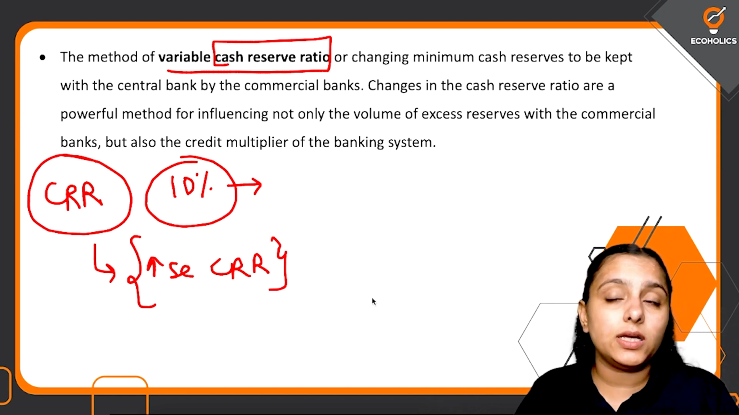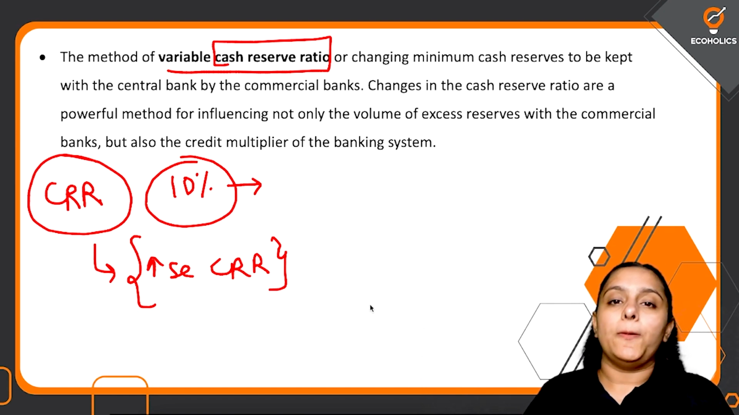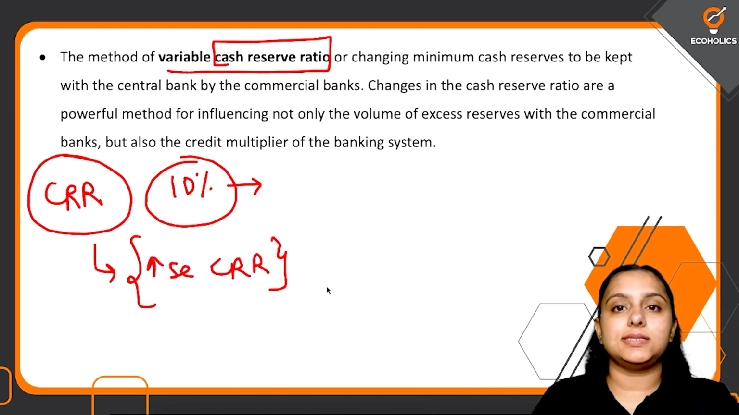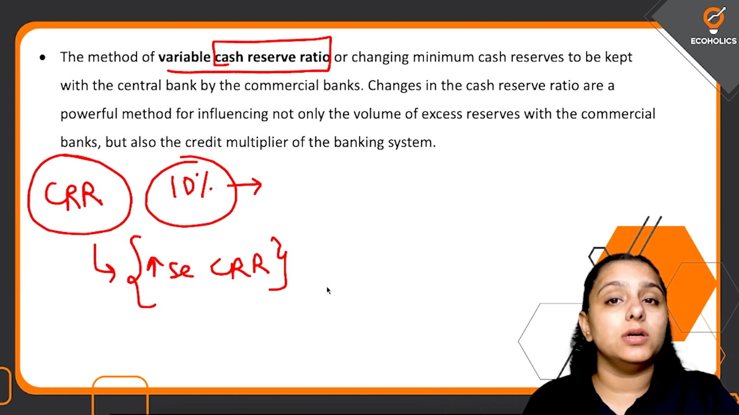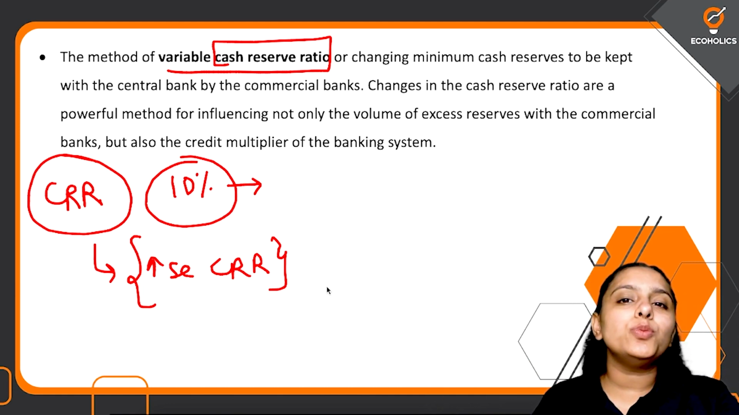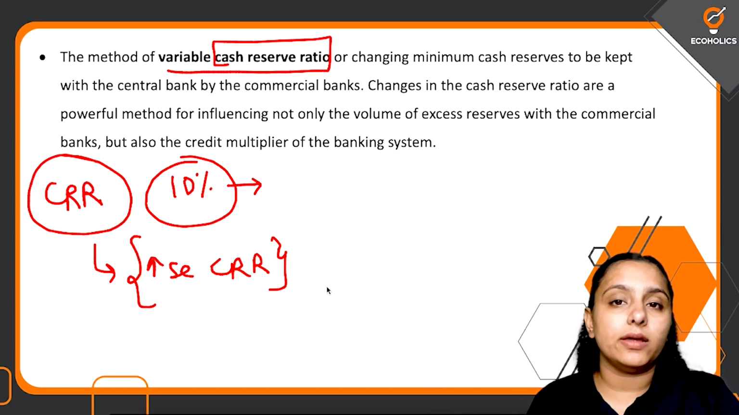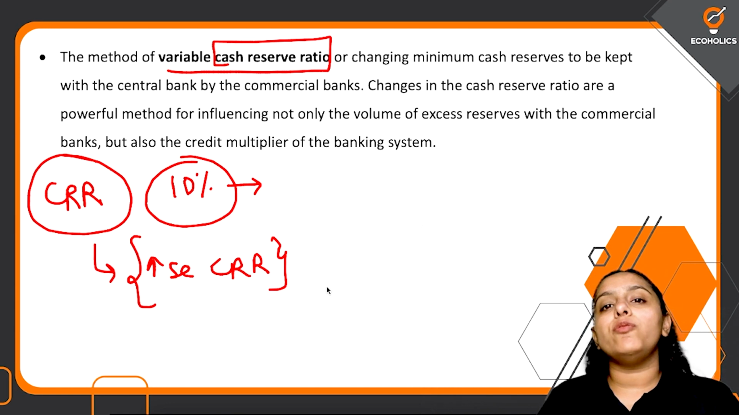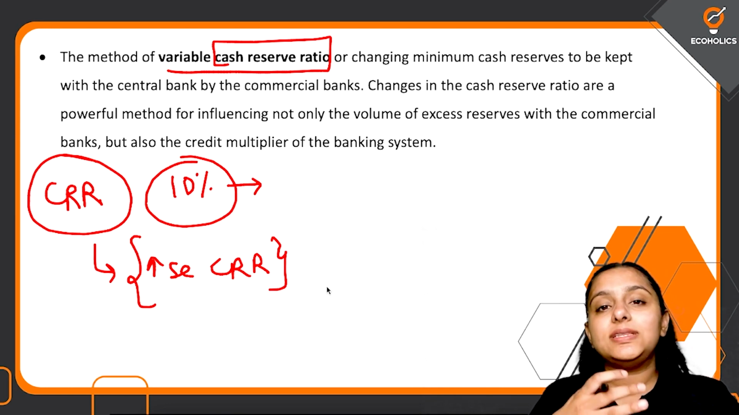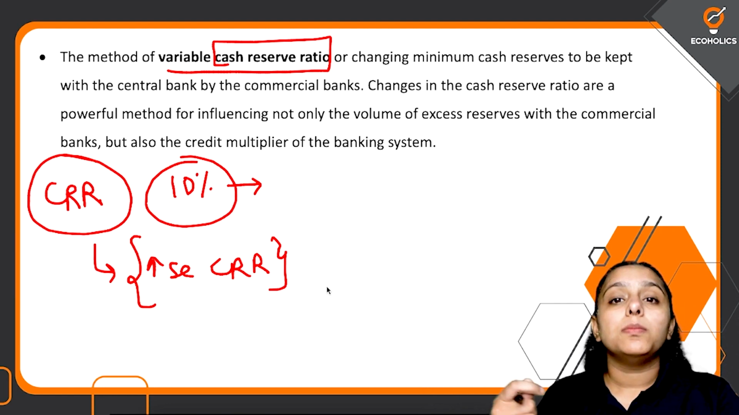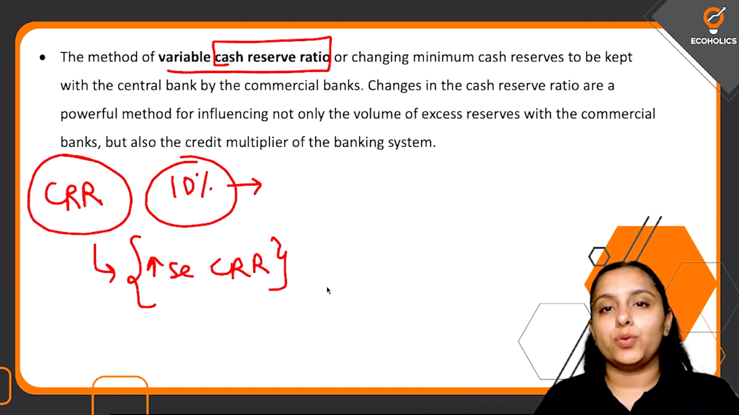Controlling credit is really necessary at times when inflation is really high, because the higher the money supply with the people, the more demand they are going to make, and hence the higher prices. That's why we need to control credit. So with these three quantitative methods, the central bank becomes successful in controlling the credit.